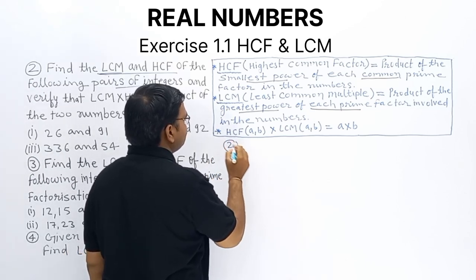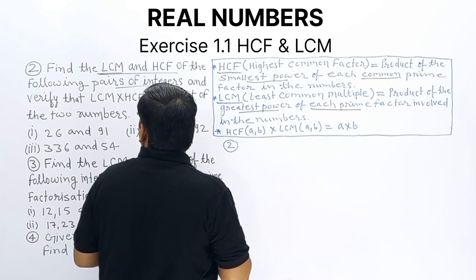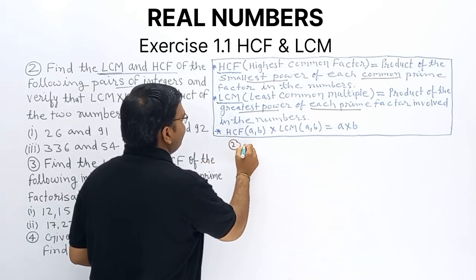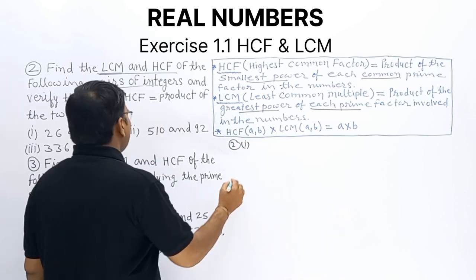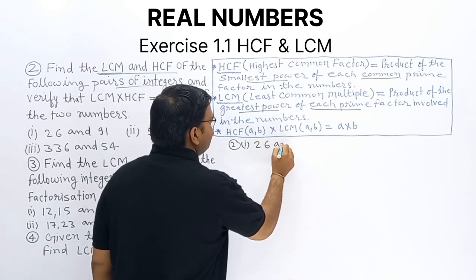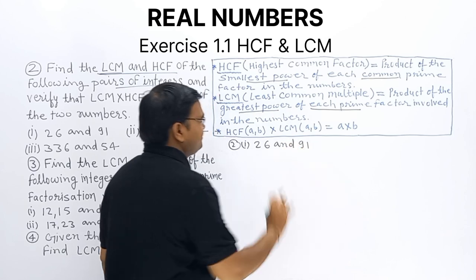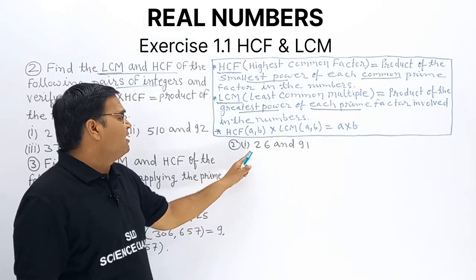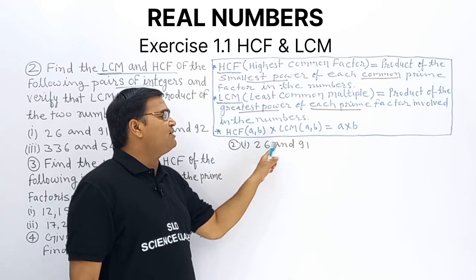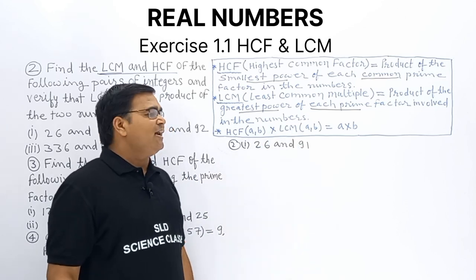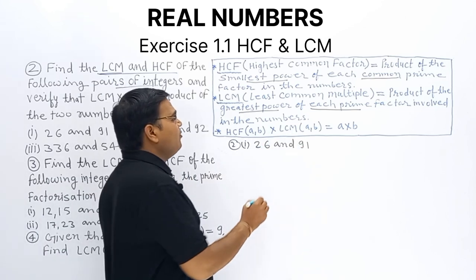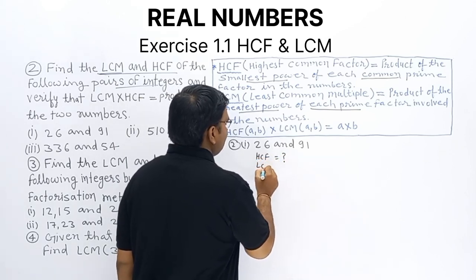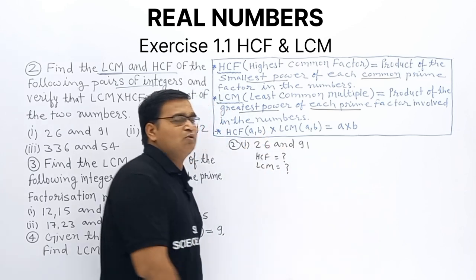Question number second, first one, I am taking there. And what is the question? 26 and 91. Question number second one, exercise 1.1. It is having two numbers, 26 and 91. What we want? HCF and LCM. We want to find the HCF and LCM in this question.